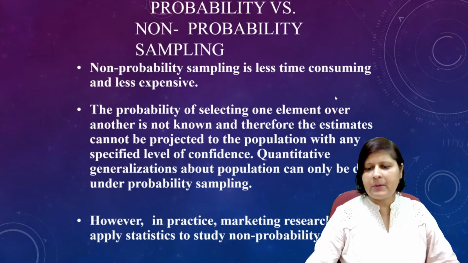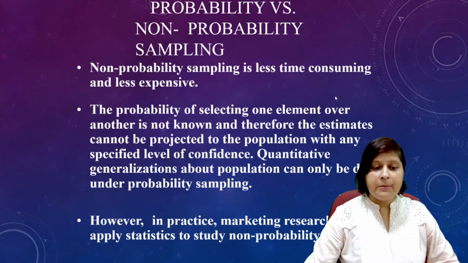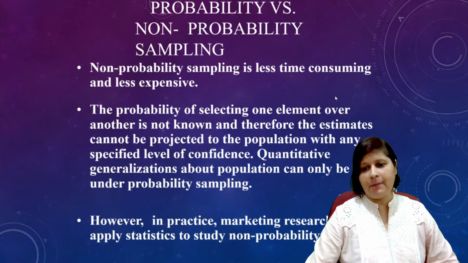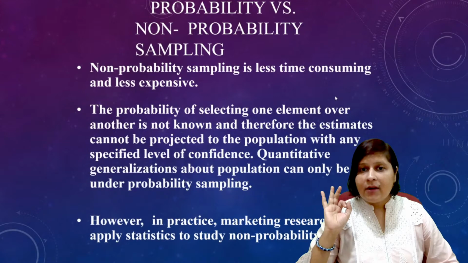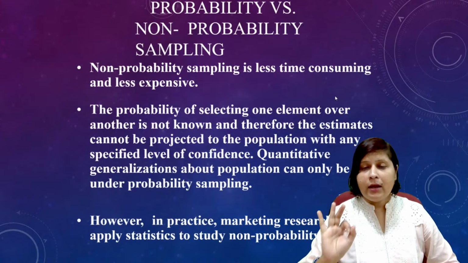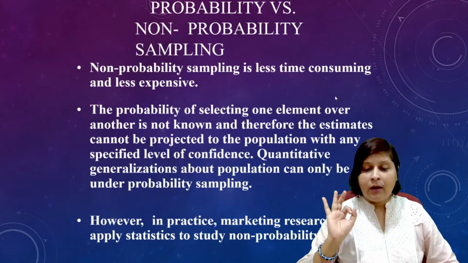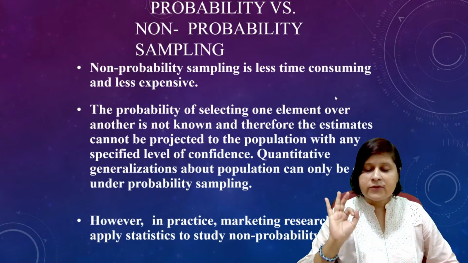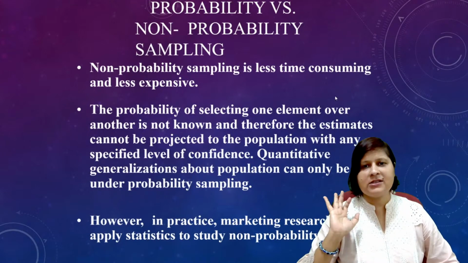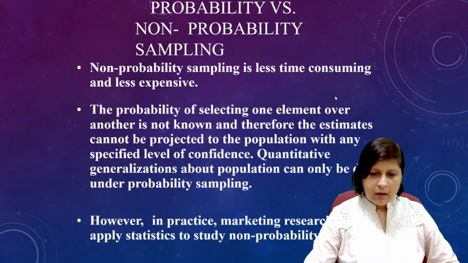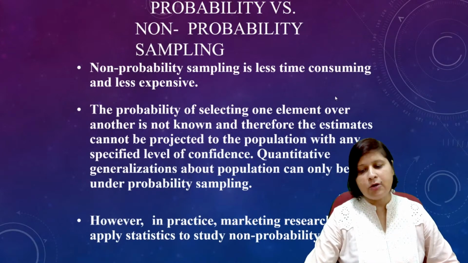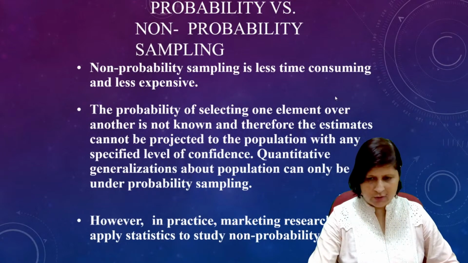Quantitative generalization about a population can only be done under probability sampling. That is, you can generalize your result only about the population that you have studied through probability sampling. In practice, marketing research also applies statistics to study non-probability samples.